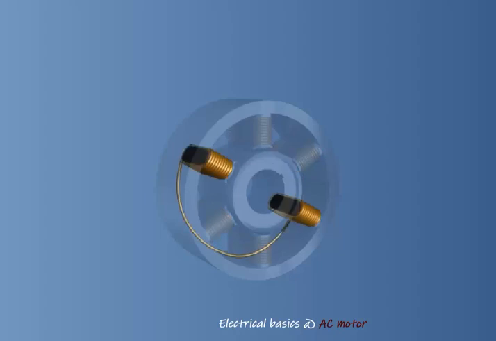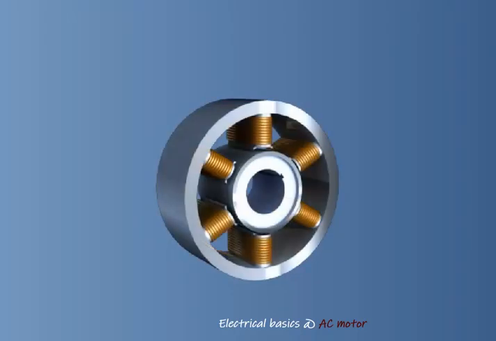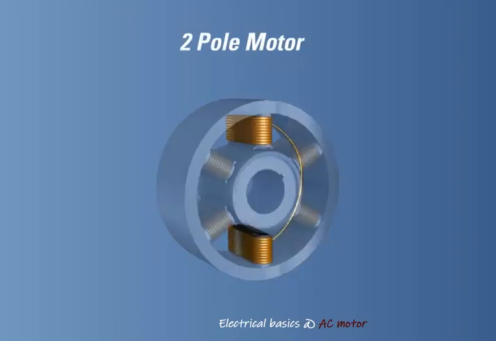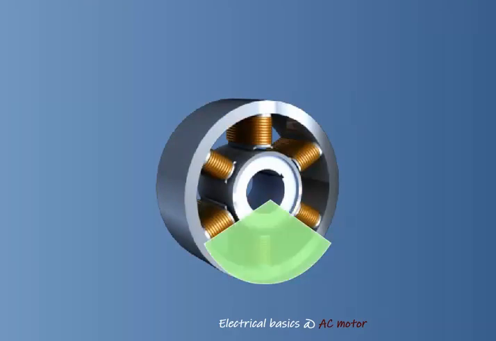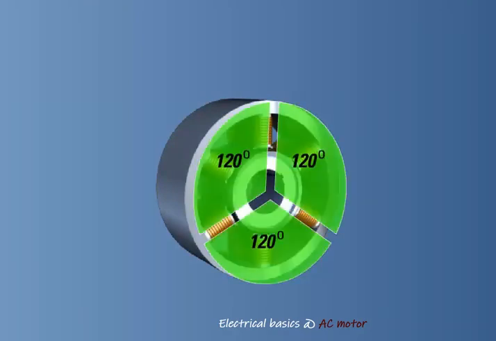We can see that 2 electromagnets have been wired in series for each of the 3 phases. This is called a 2-pole motor because there are 2 electromagnets which contribute 2 electromagnetic poles per phase to the stator field. The electromagnets are positioned such that the resulting fields are 120 electrical degrees apart.